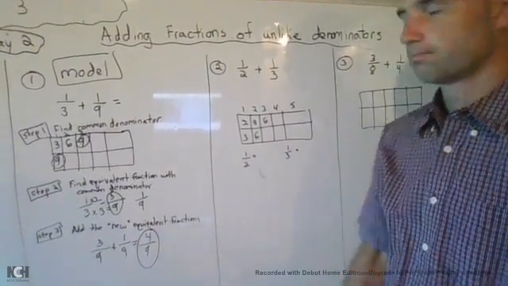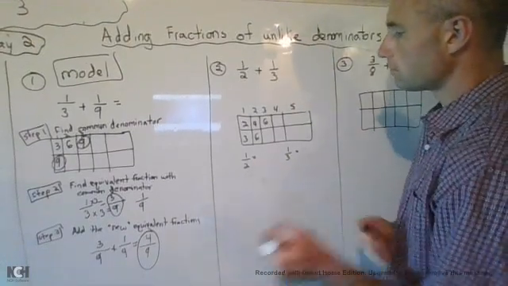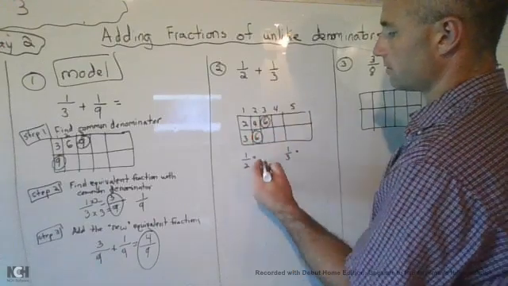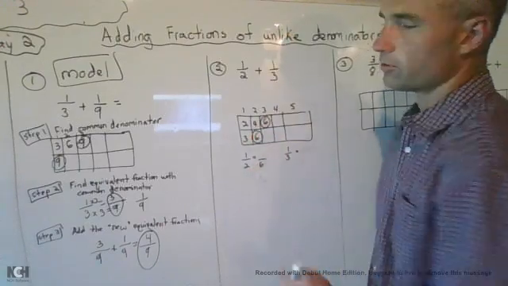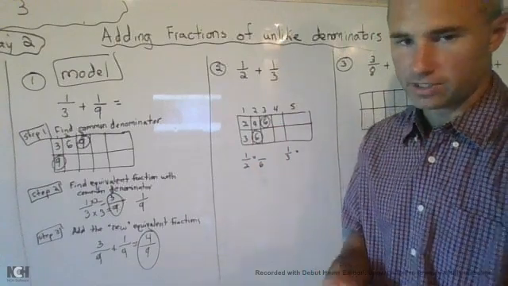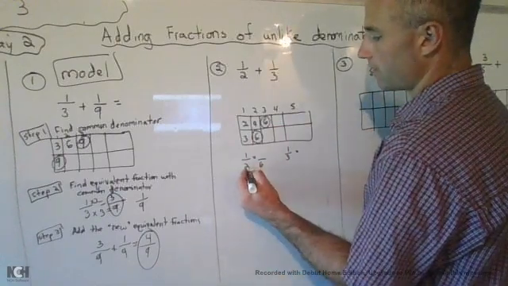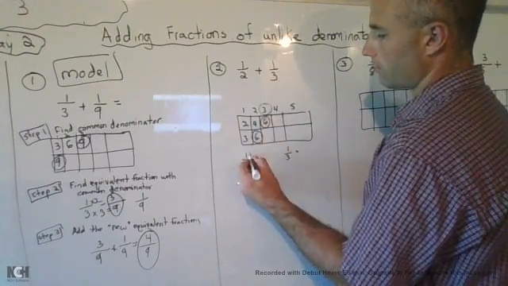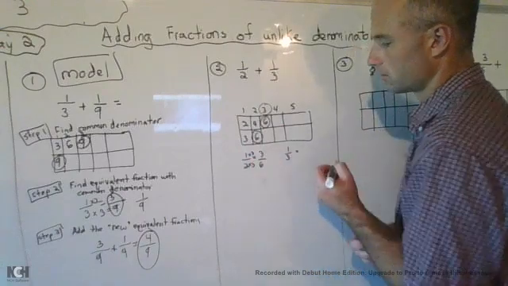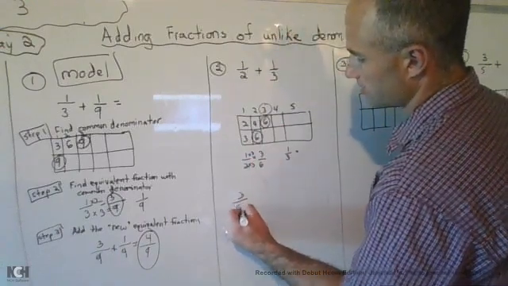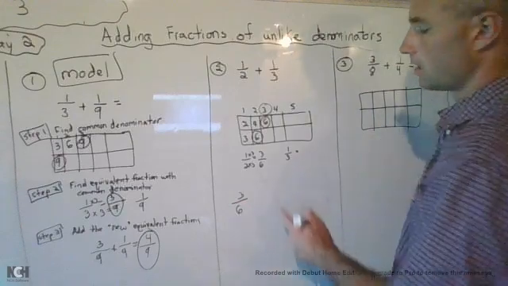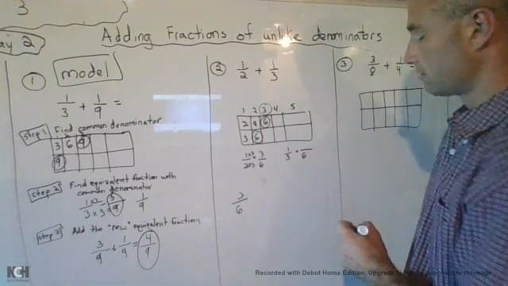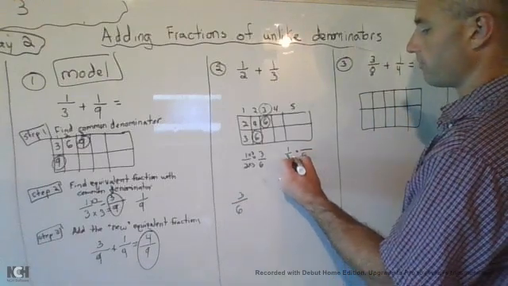Okay, so now I have 1/2. I found a common denominator of 6. So I'm going to change the 1/2 into a fraction that has a denominator of 6. Well, how many times did it take me to get from 2 to 6? 3 times. So I times the 1 by 3 to get 3/6. That's one of the fractions I'll be adding for my third step. Then I have to change 1/3 into a fraction with a denominator of 6. How many times does it take me to get from 3 to 6?